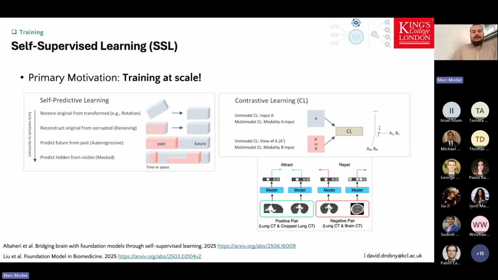A more specific example for this is, for example, we're taking a CT image of the lung, and we have different views or different crops or different patients, and they should be close together in latent space because it's still an image of a lung. On the other hand, if we have a lung and a brain, they should be further apart because they're very different anatomies.